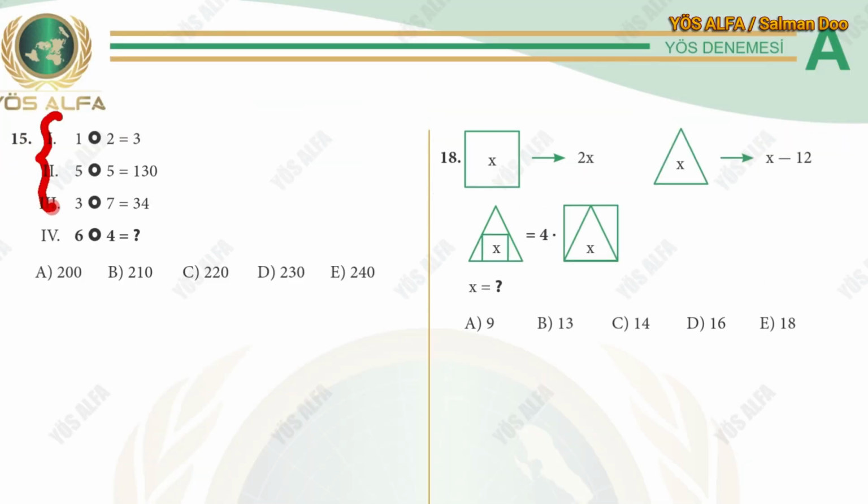15. Three operations are given, and the fourth one is asked. We need to find the formula for the operation. So let's say this is A and that is B. The formula is a cubed plus b. 1 cubed plus 2 is 3. 5 cubed is 125 plus 5 is 130. 3 cubed is 27 plus 7 is 34. And we have 6 cubed plus 4 as the answer, 220. So the answer is C.